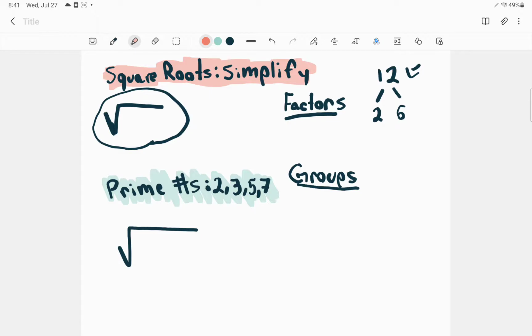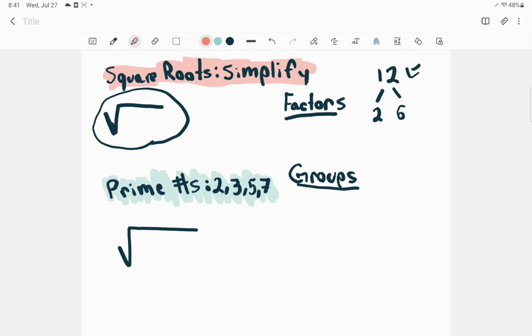Okay? So 2. The only way to get 2 is multiplying 1 times 2. In order to get 3 is 1 times 3. In order to get 5 is just 1 times 5. In order to get 7 is just 1 times 7. So all those are prime numbers. Okay, that's all you need to remember. And I already gave you a list of some of them that you're going to be using today.